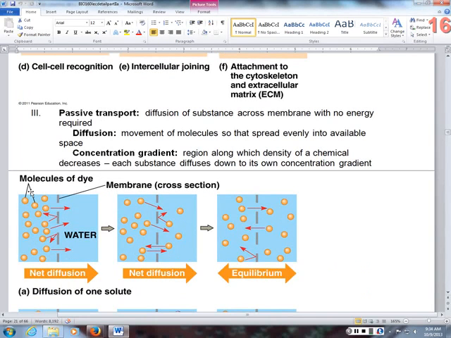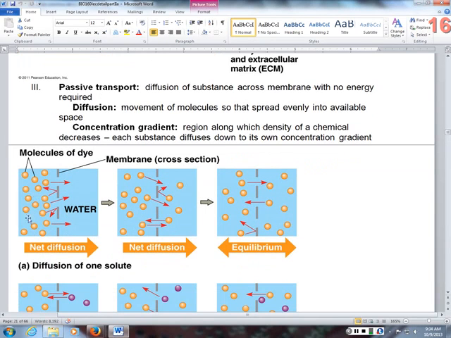So passive transport is going to be diffusion of a substance across a membrane. No energy is required. These are substances that are just able to cross anywhere on the membrane. Usually they're going to try and move so that you have an equal concentration of the substance on both sides. The concentration gradient is going to control it.